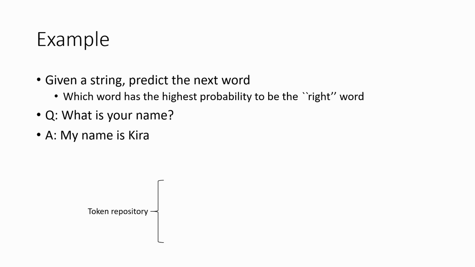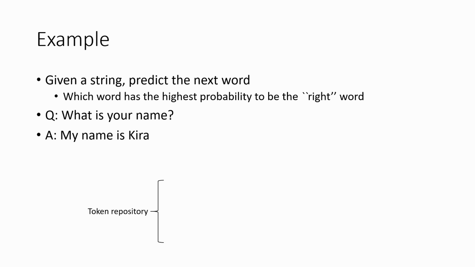Here, I'll give you an overview of how it works first. Given a string, I want you to predict the next word. This is actually how chat works. What is the highest probability to be the next word is essentially what chat is doing over and over again for each word. So you give it a prompt, for example, what is your name? And if I'm chat, I would say my name is Kira, but how do I get there?